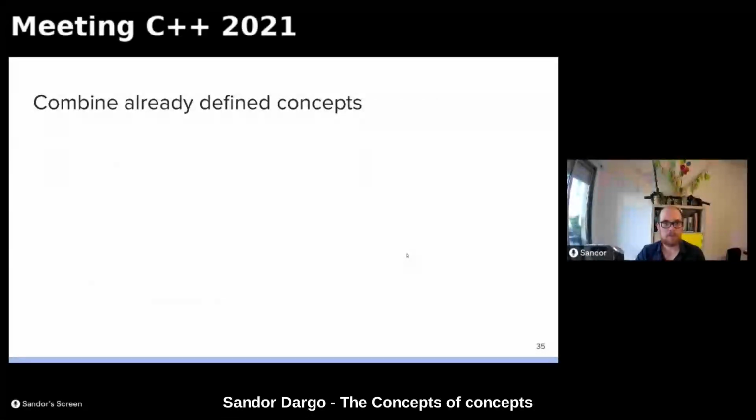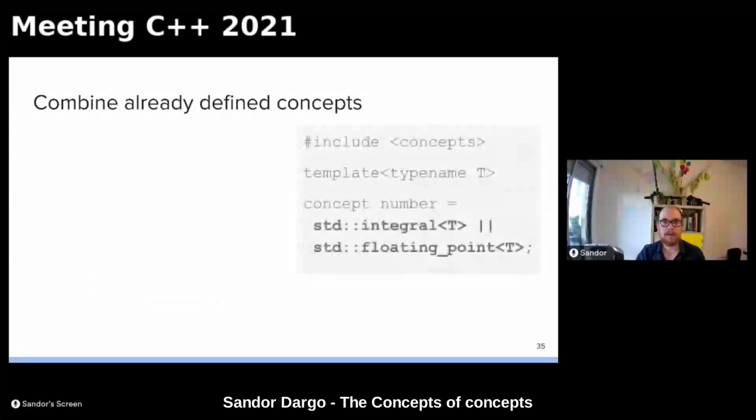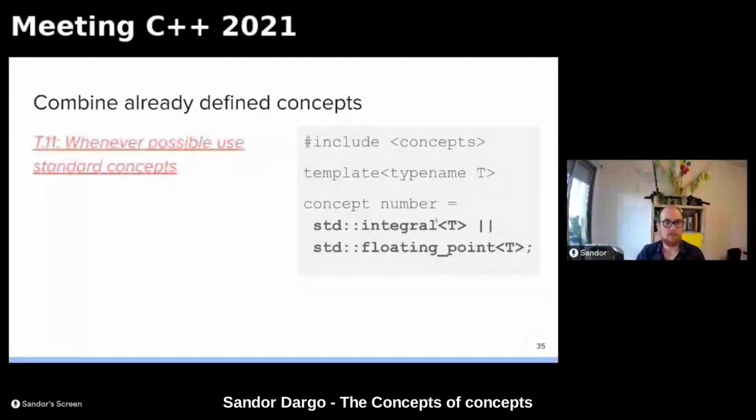What we can do is also to combine already defined concepts. That's what we do in our concept number. We try to combine integrals with floating points. So we accept both integrals and floating points in the concept number. And the core guidelines suggest that whenever it's possible, we should use standard concepts.